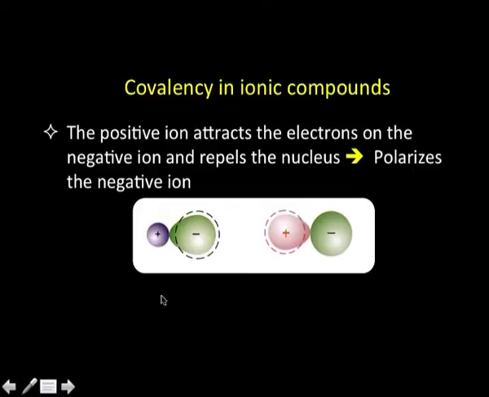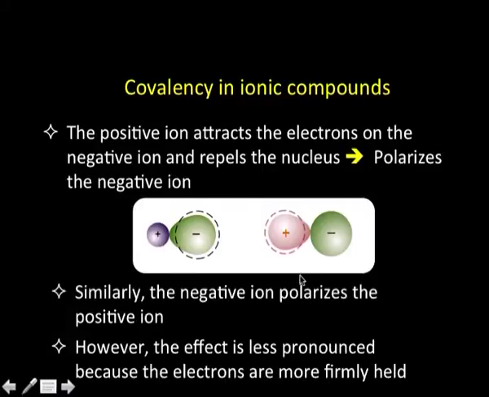Okay, let us go a little further. When we talk about covalency in ionic compounds, we find that typically a positive ion will attract the electrons on the negative ion and repel the nucleus, thereby polarizing the negative ion. What we see here is a positive ion and a negative ion. It was a sphere to begin with, but because of this positive charge, the electron cloud of this negative ion has got polarized. It has deviated from the original spherically symmetrical distribution. So, this small polarization is what contributes to the covalency.